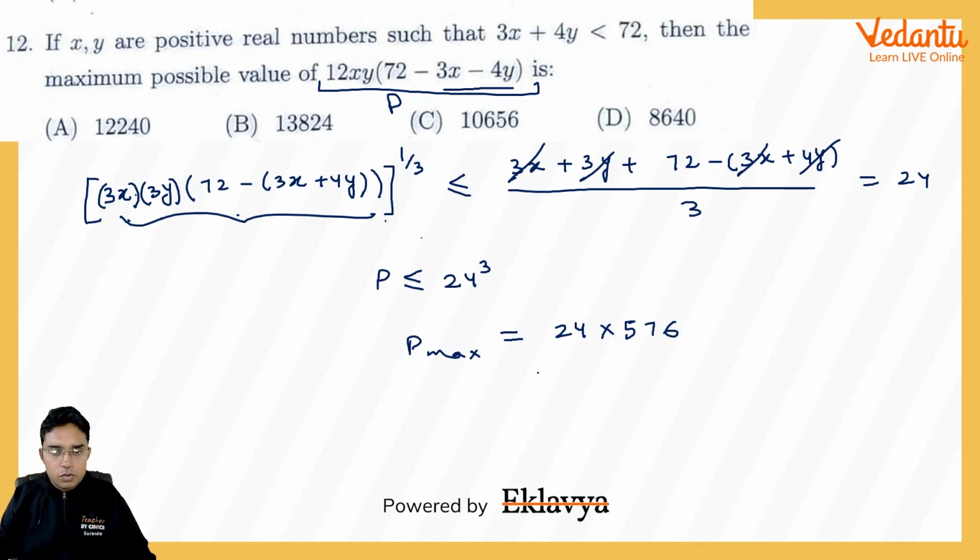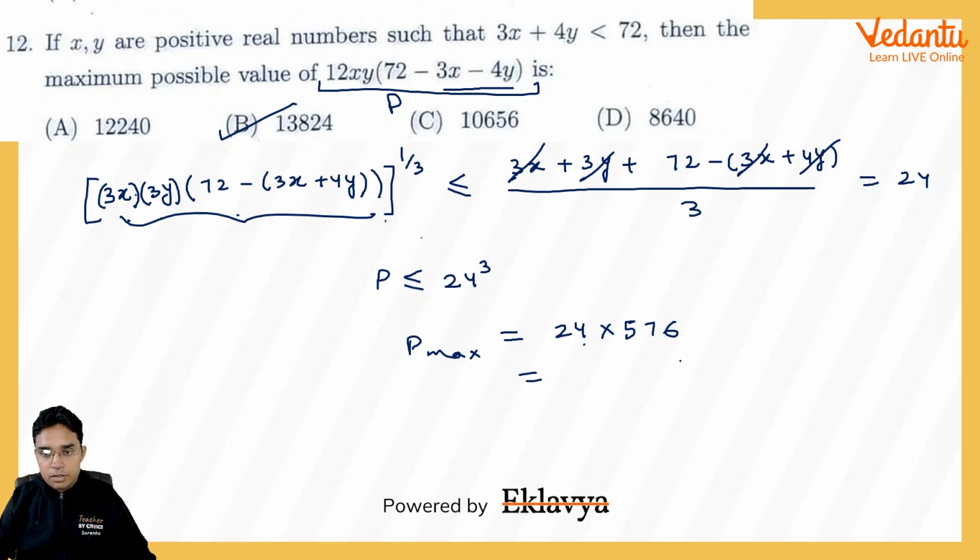Yeah. So I think the unit place should be 4. I think that itself is able to give us the answer. 4 into 6, 24. So 13824 should be the answer. Let us just verify whether this is correct or not.